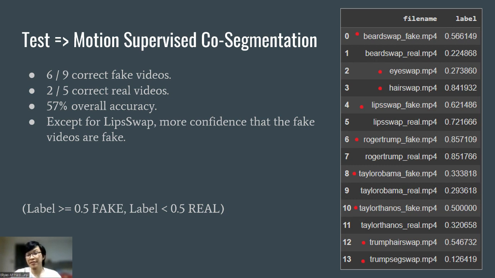Of all the fake videos, 6 out of 9 are correctly identified, and of all the real videos, 2 out of 5 are correctly identified. We have an overall accuracy with these samples of 57%. Except for lip swap, all the videos have more confidence that the fake videos are fake if they have a real video to compare to. For example, Taylor Obama real has a value of 0.293. However, Taylor Obama fake has a lesser degree of being real, with its label being 0.33. It has more confidence of being fake than Taylor Obama real.